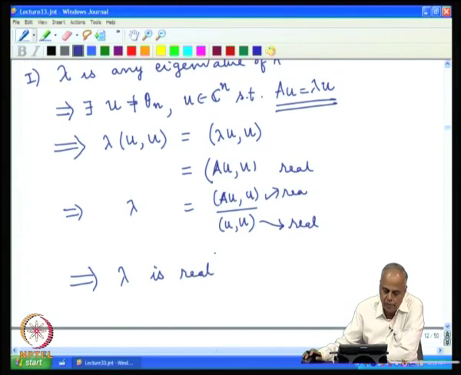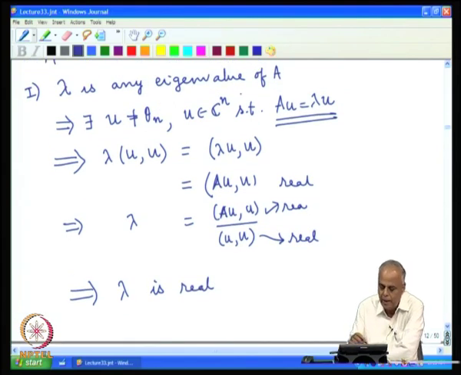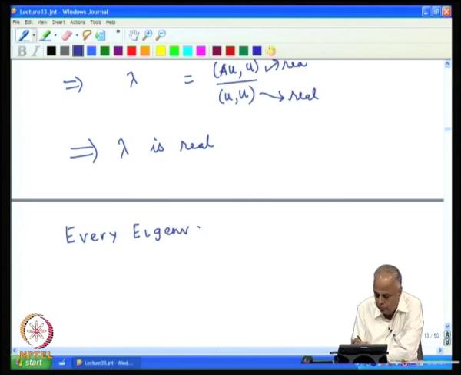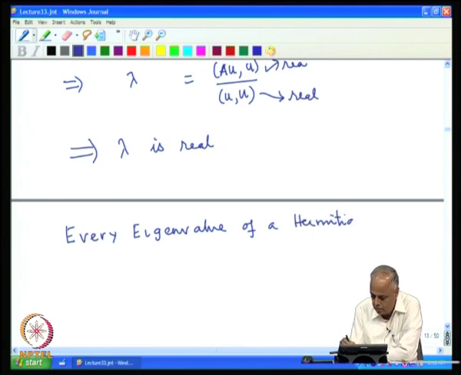So, we have concluded that any eigenvalue of A must be real. So, the first fundamental property is that every eigenvalue of a Hermitian matrix must be real.